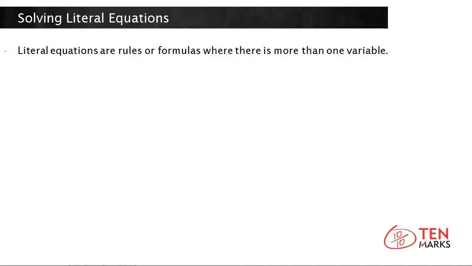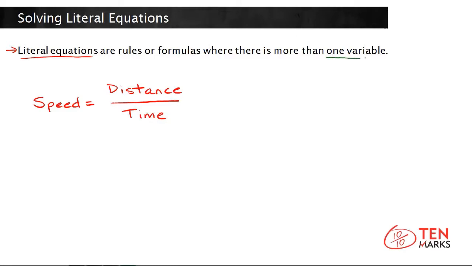So I've written the definition. A literal equation or literal equations are rules or formulas where there is more than one variable. And let me give you an example. Here's the formula for speed. Speed equals distance divided by time. And as you can see, there is more than one variable here because you're dealing with speed, distance, and time.